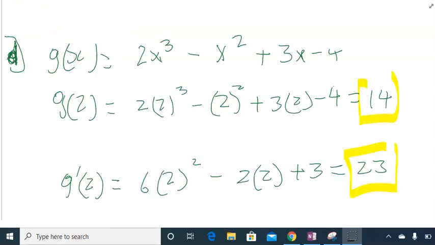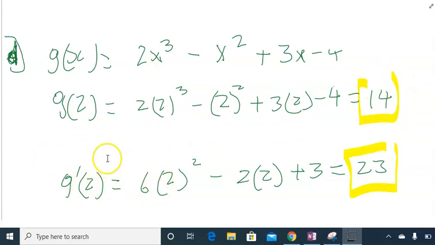What was the antiderivative of that function that we worked out to be equal to 2x cubed minus x squared plus 3x minus 4. So g of 2 is the g function evaluated at 2: wherever you see x, you plug in 2. So g of 2 will be equal to 2 times 2 cubed minus 2 squared plus 3 times 2 minus 4. All of that will be equal to 14.